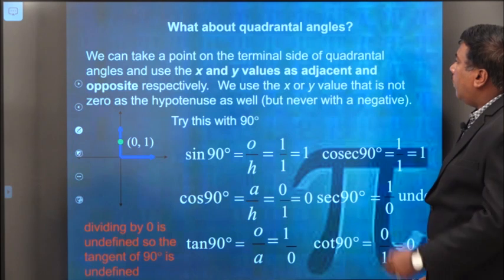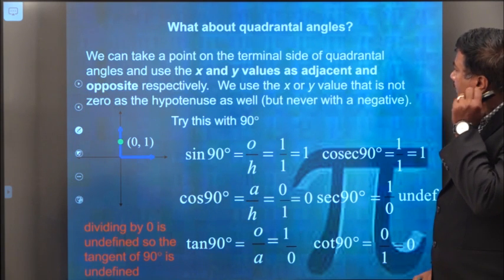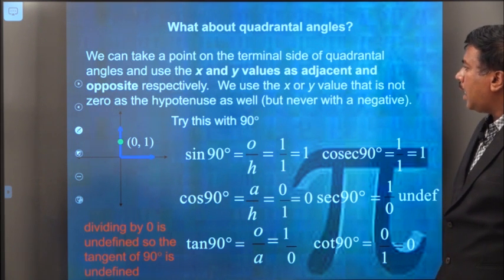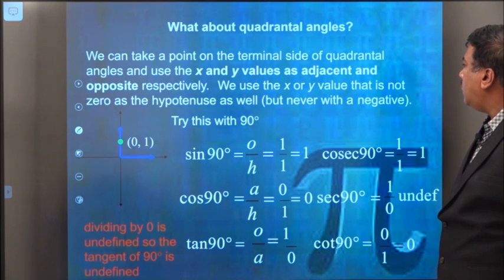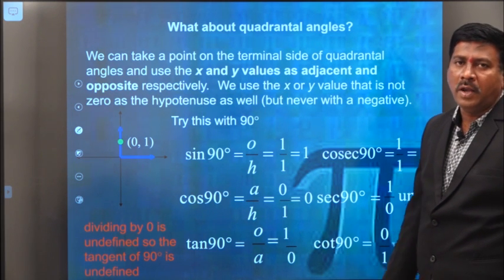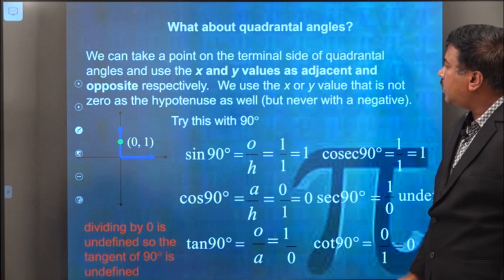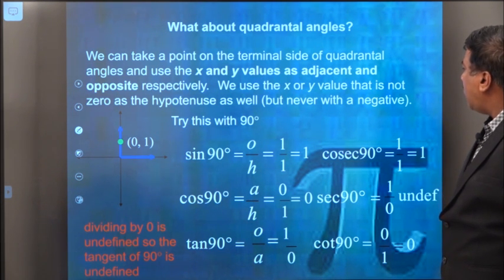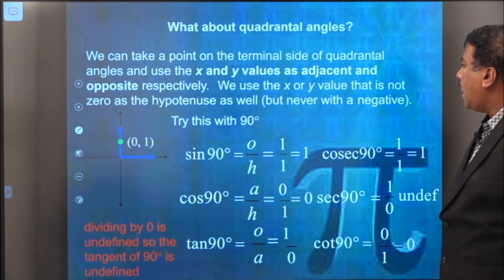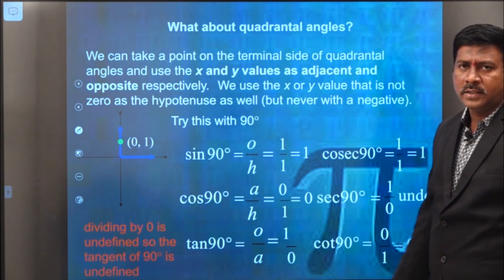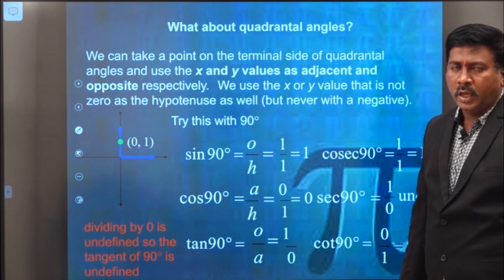Now what about the quadrantal angle? You can take a point on the terminal side of the quadrantal angle and use the x and y values as adjacent and opposite respectively. Depending upon the values of x and y, we assume the sine and cos functions. We use x or y values that are not 0 as the hypotenuse as well, but never the negative, because the hypotenuse does not take a negative value.